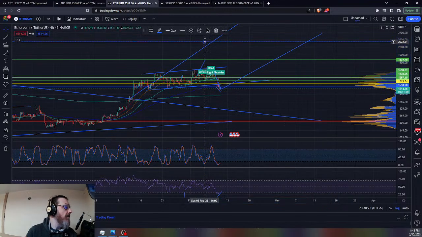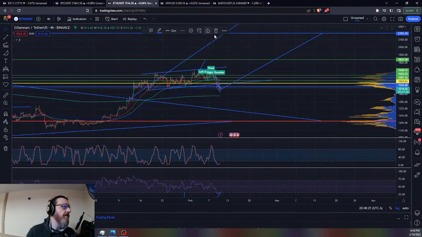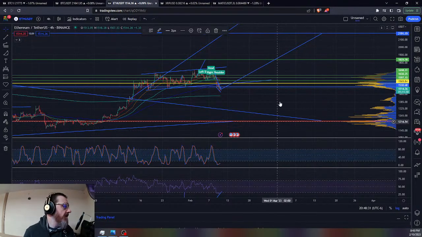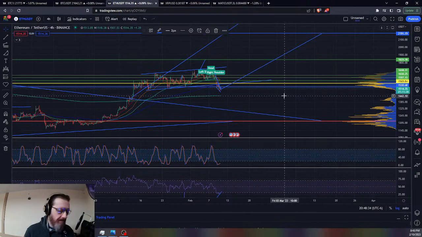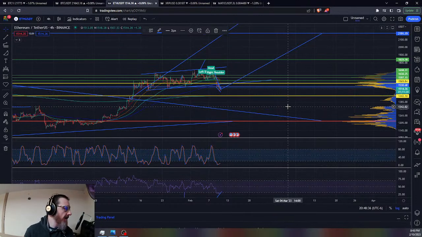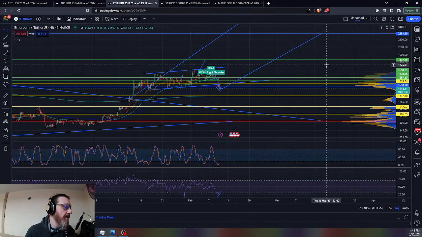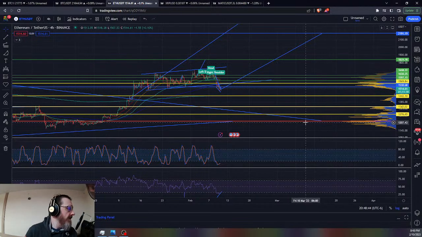This isn't a super high probability right now. I'm just taking a measured move here. It would take us around 2191. So that's totally possible. Just other areas to highlight here: 1342, 1276, and then this point of control down here around 1219.